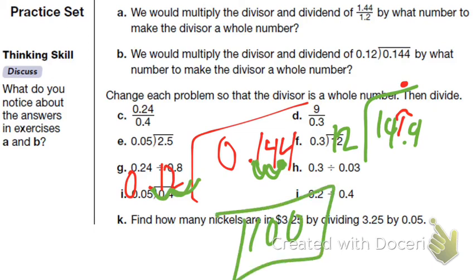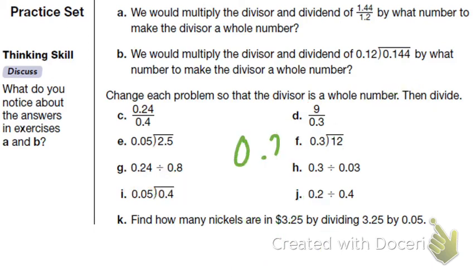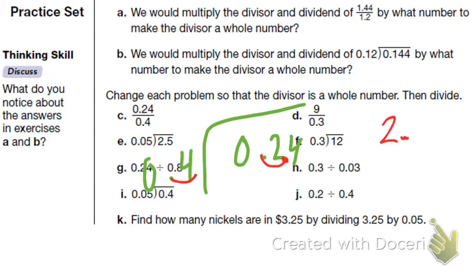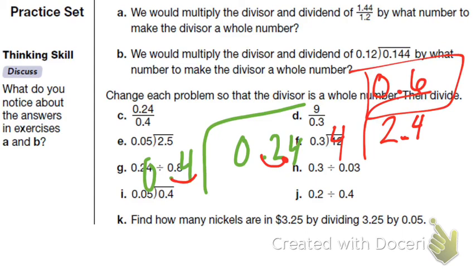Okay, letter C, 24 hundredths divided by 4 tenths. Again, we can't have a decimal, so we have to go over 1, over 1. So our new problem would be 2.4 divided by 4. Okay, 4 goes into 2 0 times, and 4 goes into 24 6 times. So our answer would be 6 tenths.